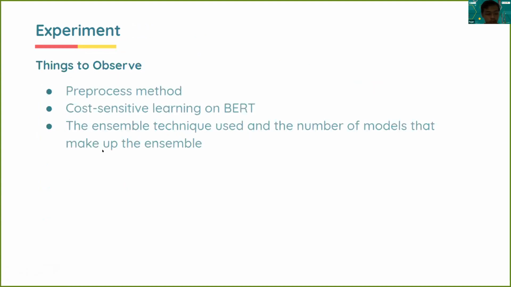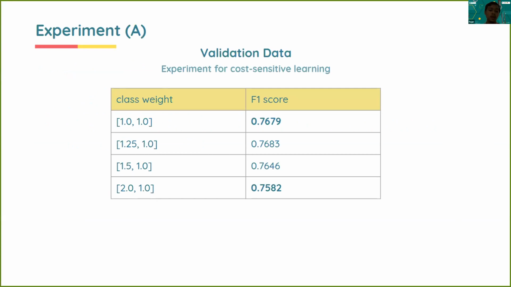And then for the experiment, the things to observe are the pre-process method, cost-sensitive learning on BERT, and also what is the best ensemble technique in this research. Okay, I will start from the validation data for experiment A.